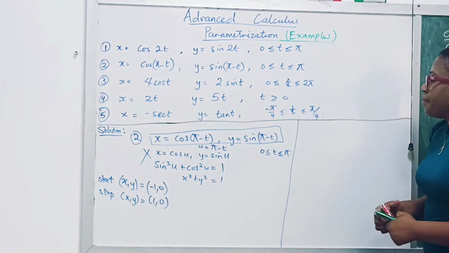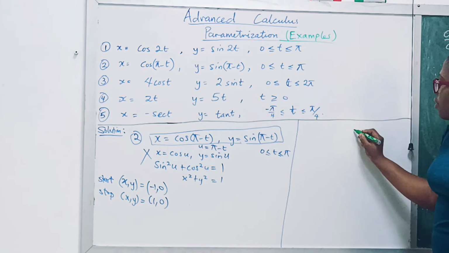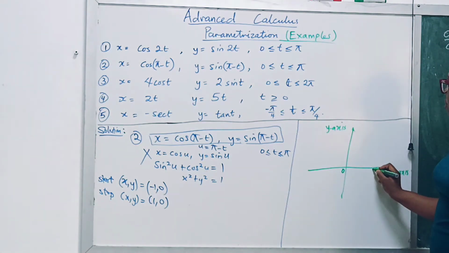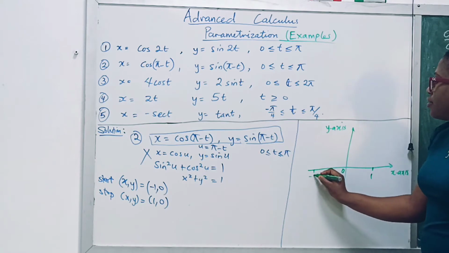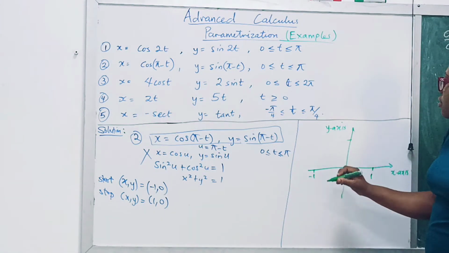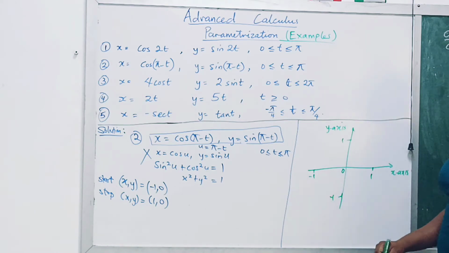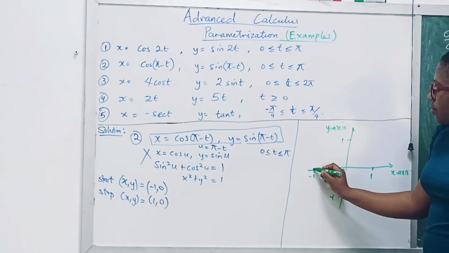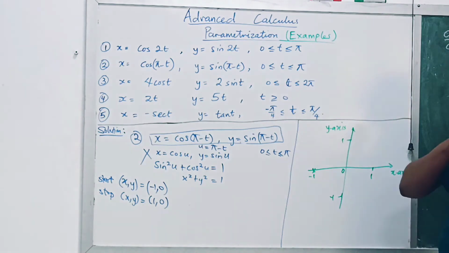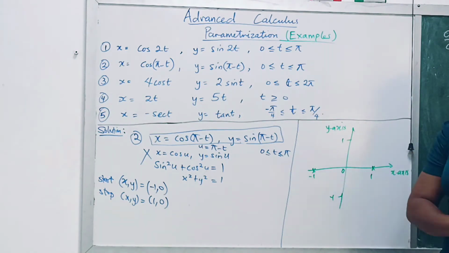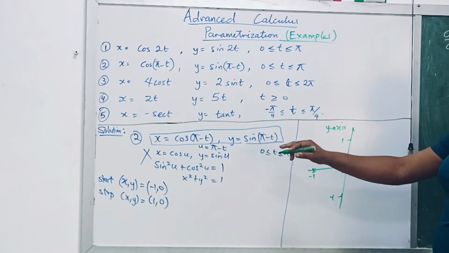sketch. So the first thing to do is to draw your Cartesian plane and then label, right? Then the radius is 1, minus 1, 1, minus 1. And then we are going to start from minus 1, comma 0, right? And we are going to end at 1, comma 0. It's anti-clockwise, because they are both positive.